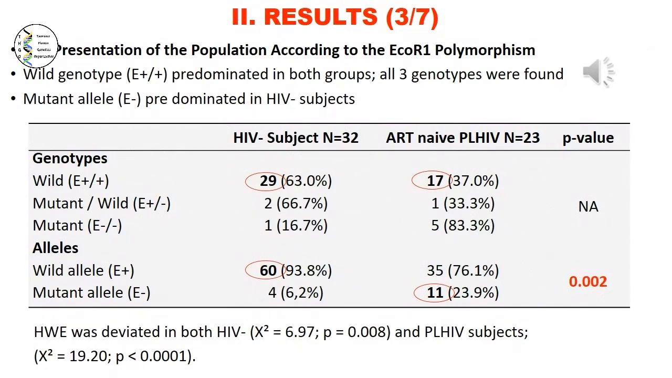According to the EcoR1 polymorphism, the wild genotype predominated in both groups, and all three genotypes were found in both. The wild allele predominated in HIV-negative subjects, while the mutant one predominated in persons living with HIV. The p-value was 0.002. The Hardy-Weinberg equilibrium was deviated in both HIV-negative and persons living with HIV subjects. The p-values were respectively 0.008 and less than 0.0001.